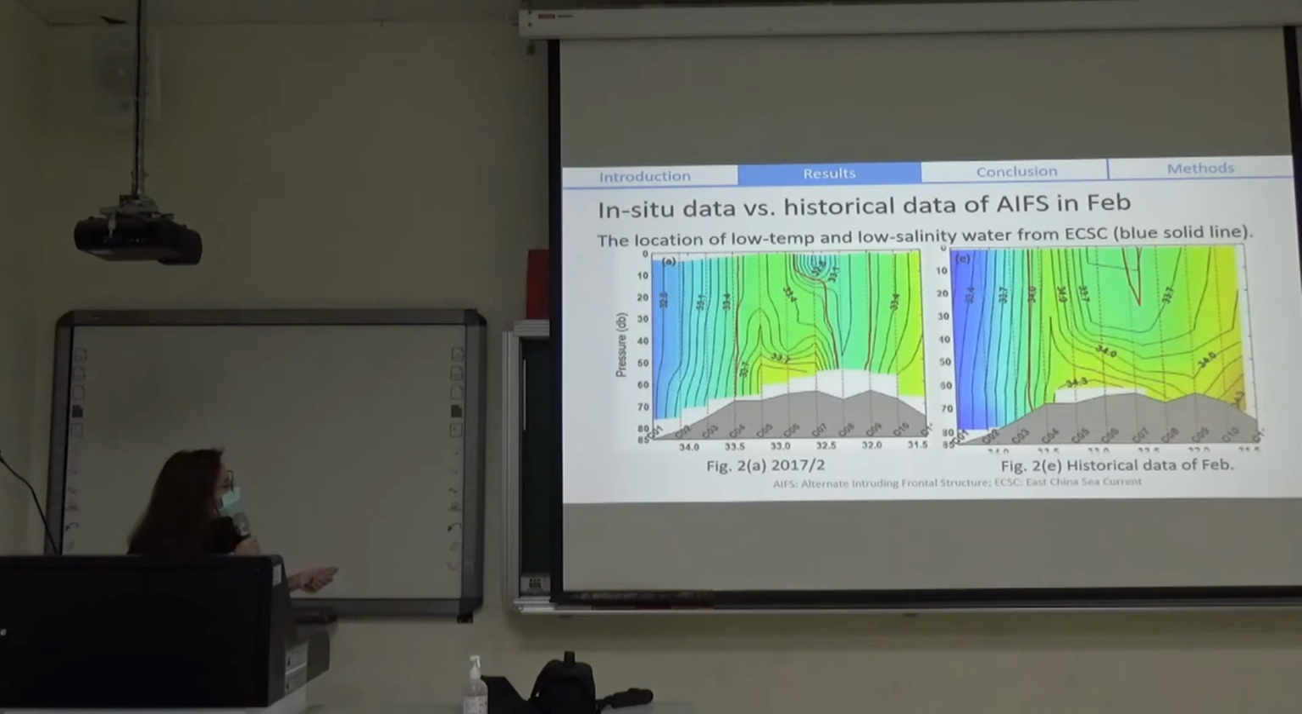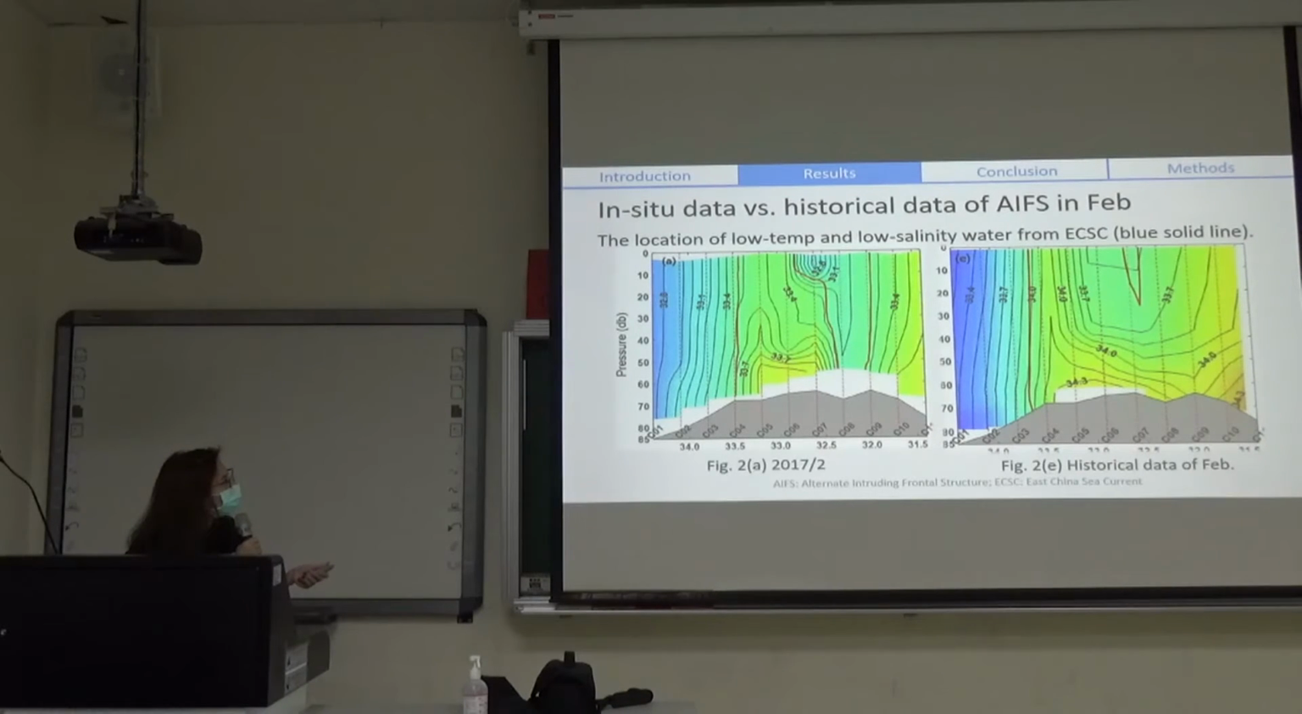And so the left panel is the in situ data observed in February, and the right panel is the historical data of February during the past 58 years. The color is temperature and the contours mean the salinity, and you can see the thin red solid line. It represents the 11.5 degrees Celsius temperature contour.